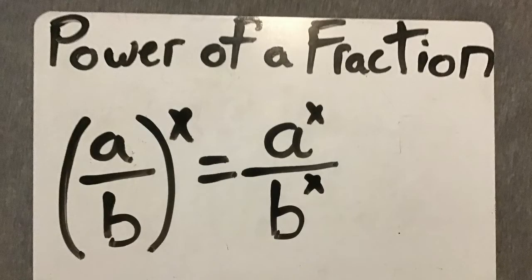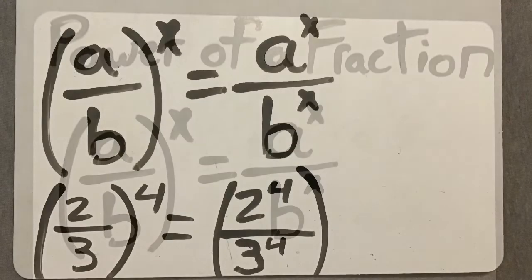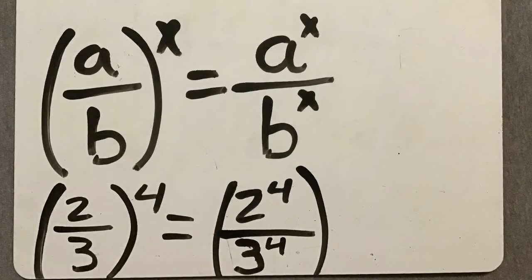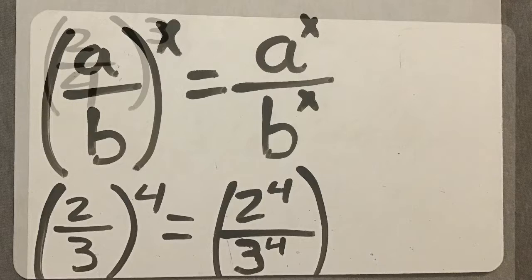Next, I have the power of a fraction rule. This means if I have a fraction being raised to an exponent, both the top, the numerator, and the bottom, the denominator, are being raised to that exponent. For example, if I have 2/3 to the fourth power, this means I have 2 to the fourth power over 3 to the fourth power.